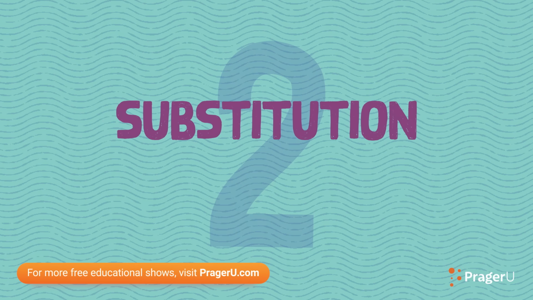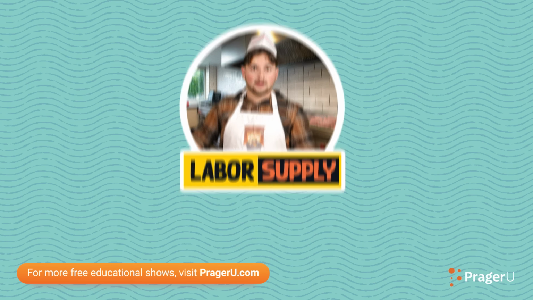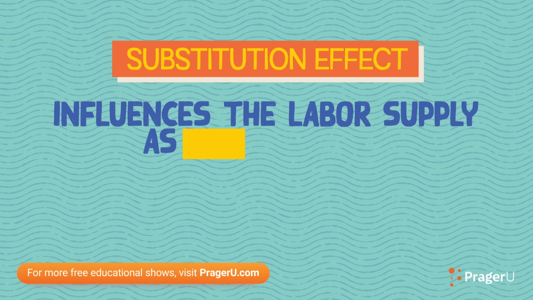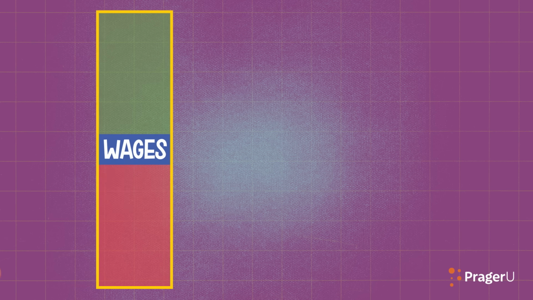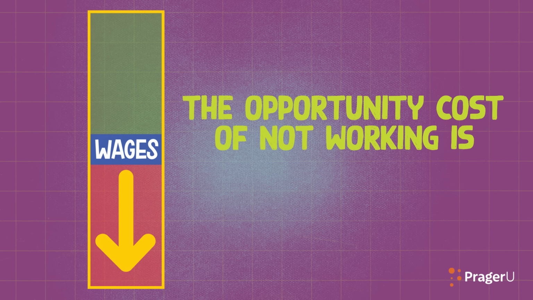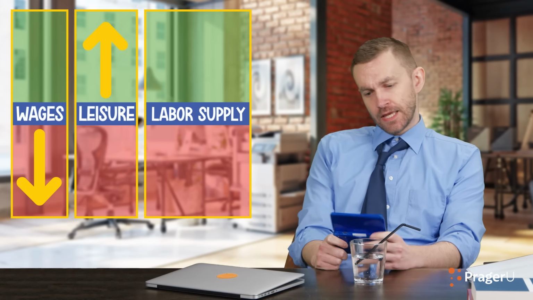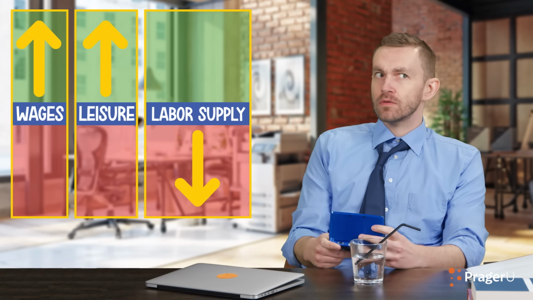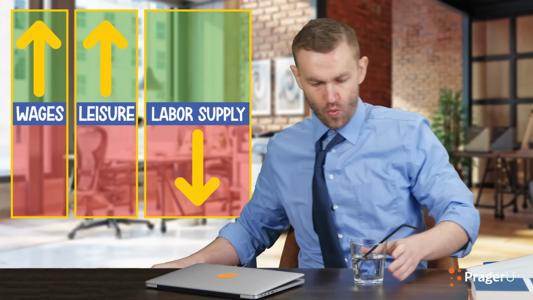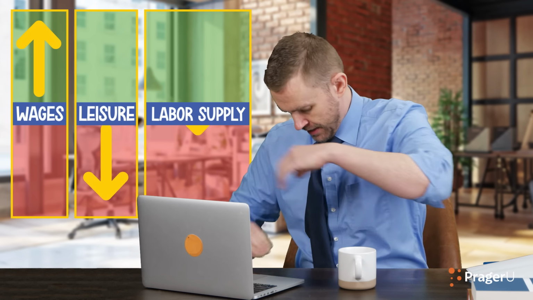Next, there's the substitution effect. This is mainly a supply-side consideration. This influences the labor supply as wages change, with all other factors constant. When wages are lower, the opportunity cost of not working is low. This can lead workers to prefer more leisure and reduce the labor supply. When wages are higher, however, the opportunity cost of not working becomes more expensive, and workers may reduce their leisure time to increase their labor supply. Gotta work.